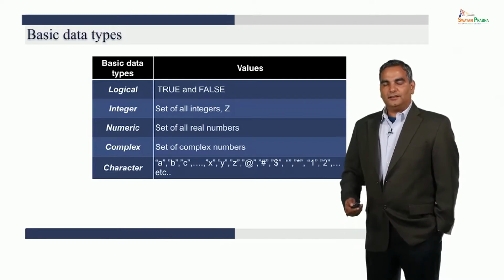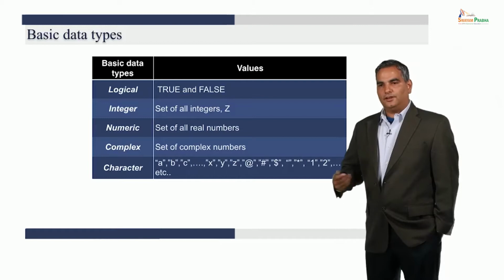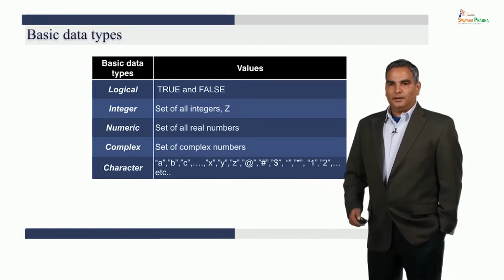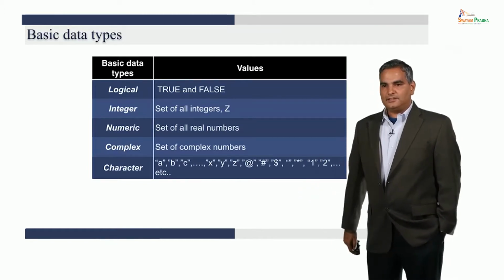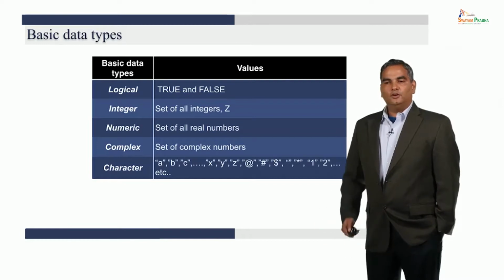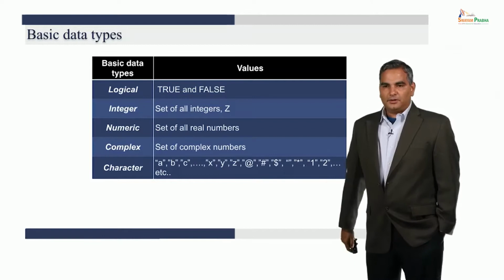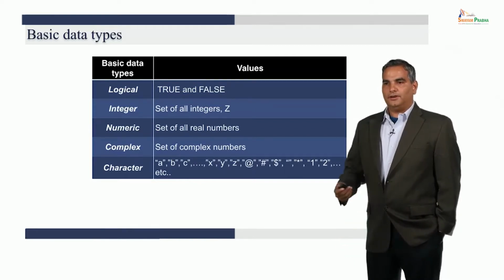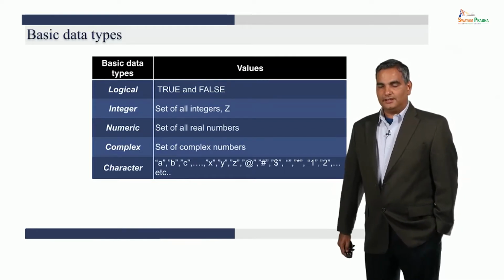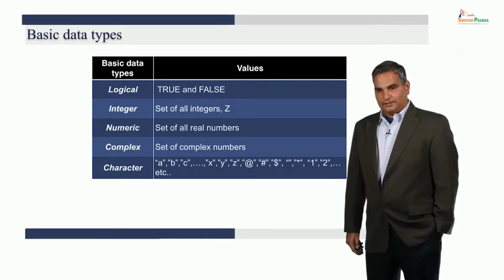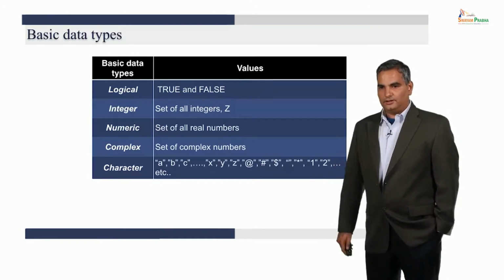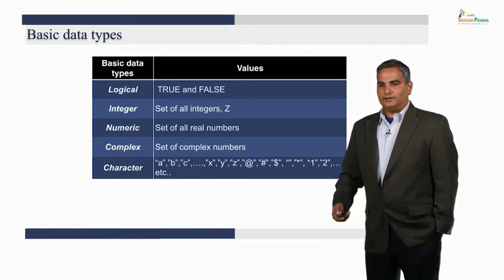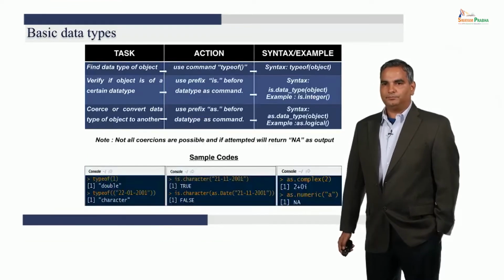You could have data that is logical, which means they could take values true or false. You could have data type that is integer, which is the set of all integers. Numeric, the set of all real numbers. You could also define a variable as a complex variable, which would be the set of any complex numbers that you are interested in. And you could also have character type, which, as seen on the screen, could be any character that you can use as a data type.